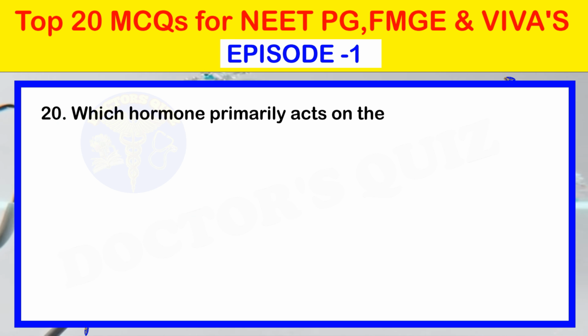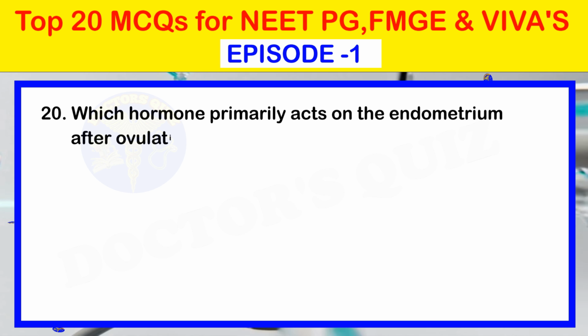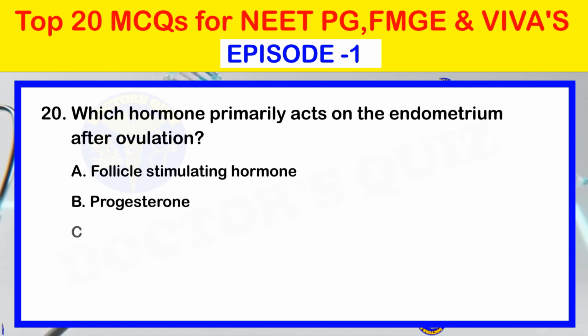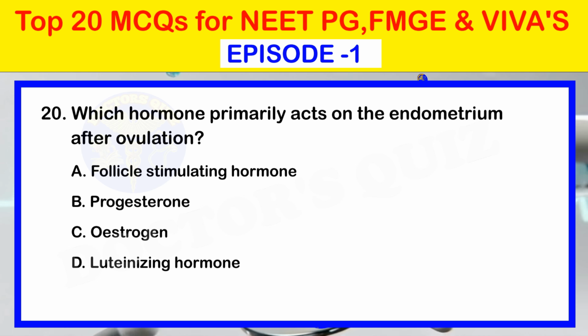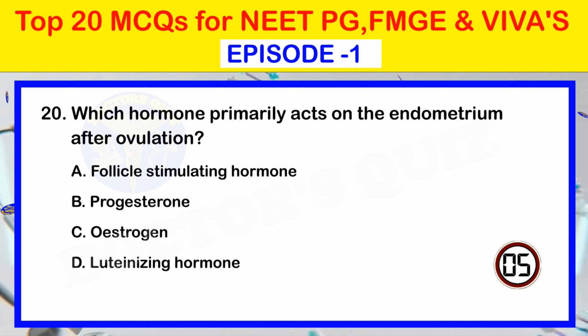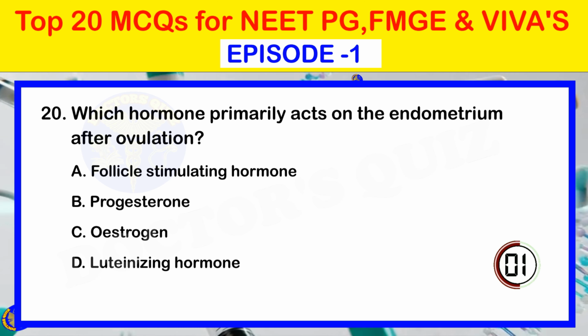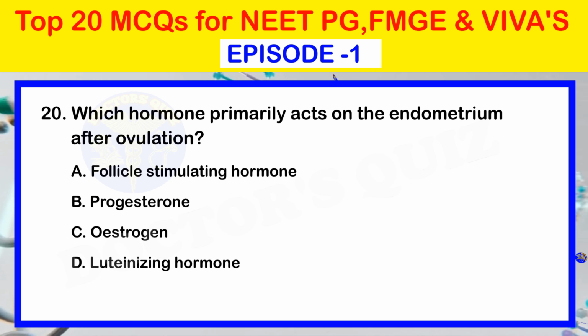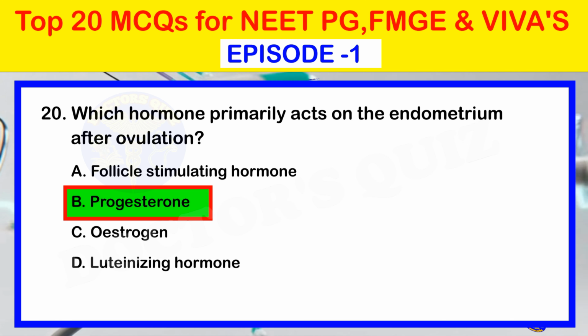Which hormone primarily acts on the endometrium after ovulation? Options are follicle stimulating hormone, progesterone, estrogen, or luteinizing hormone. Answer is option B, progesterone.